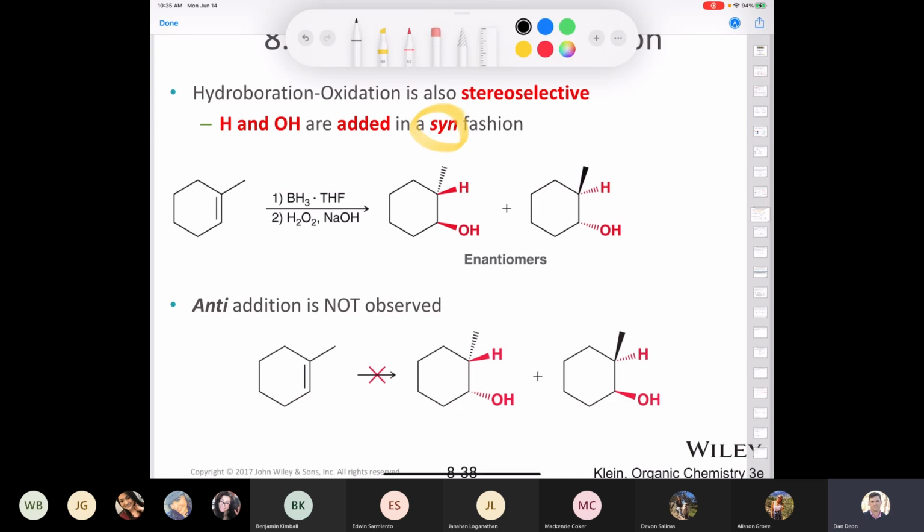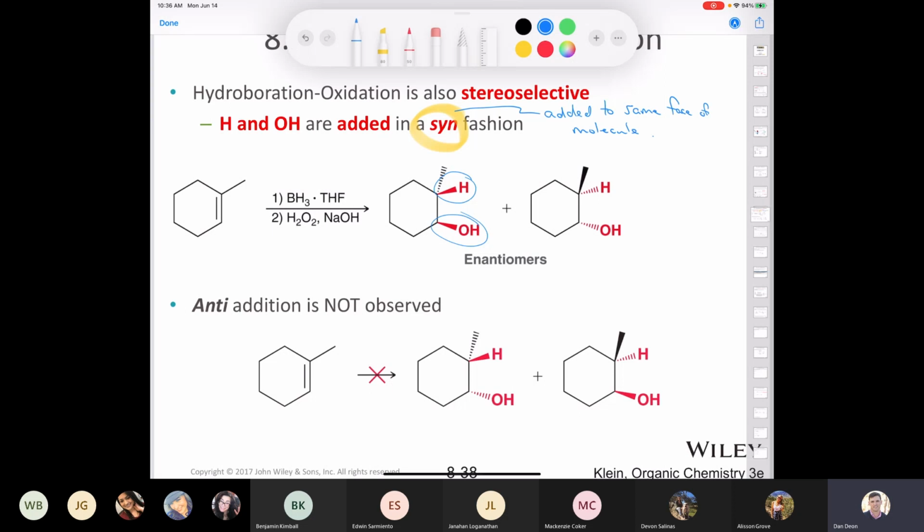All syn means is that they're added to the same side of the ring, or the same face of the molecule is what I should say. The reason I said ring is because I had ring on the brain here. I was looking at this. So again, you're doing the anti-Markovnikov addition of water across this double bond, but the hydroxyl and the hydrogen are both going to be added to the same side of the molecule.